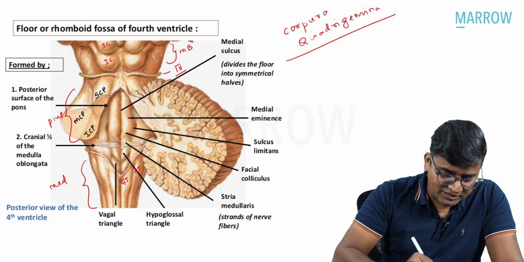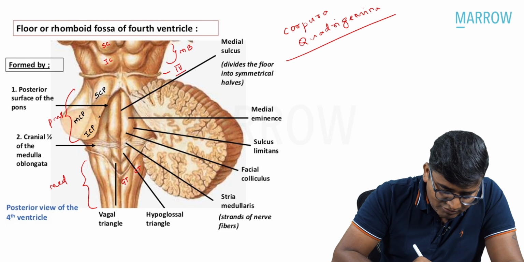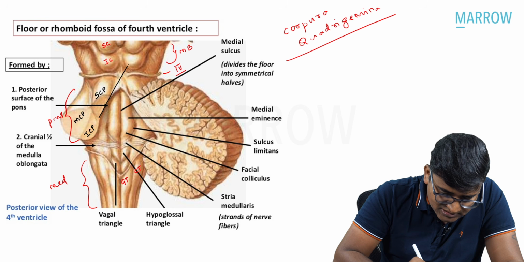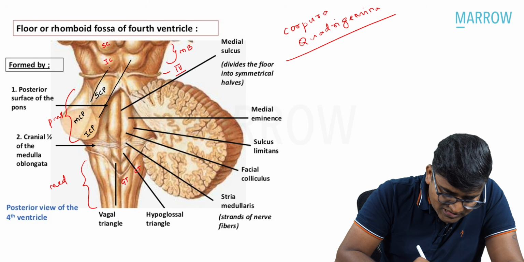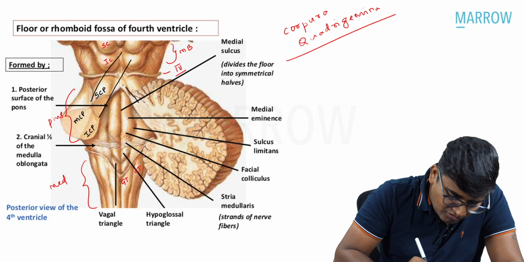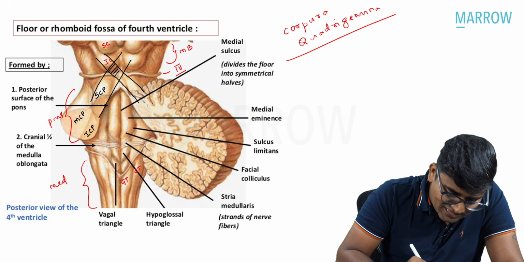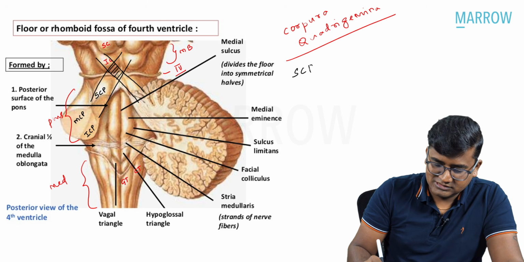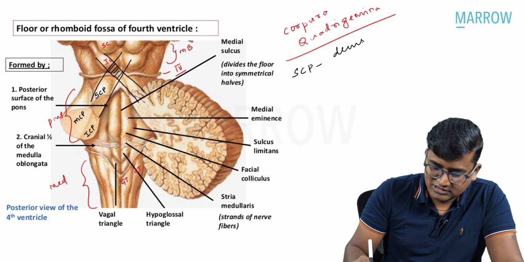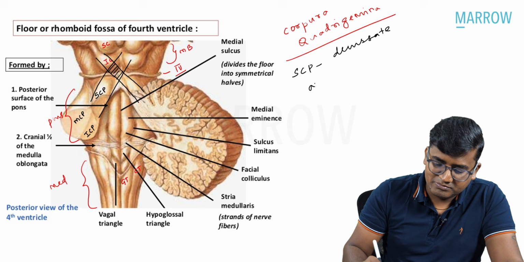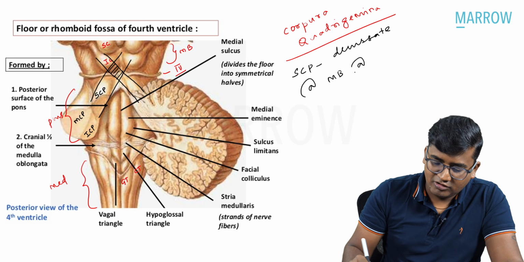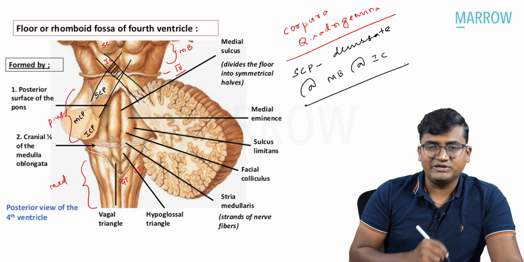Now, an important point is the superior cerebellar peduncle fibers. See, they are going like this. Superior cerebellar peduncle, they are crossing. They are decussating. Where, sir? In the midbrain. Superior cerebellar peduncle fibers decussate at the midbrain, at the level of inferior colliculus, exactly speaking.